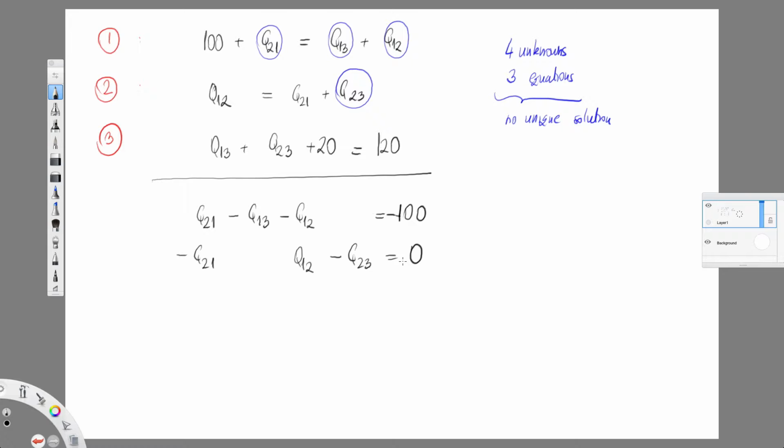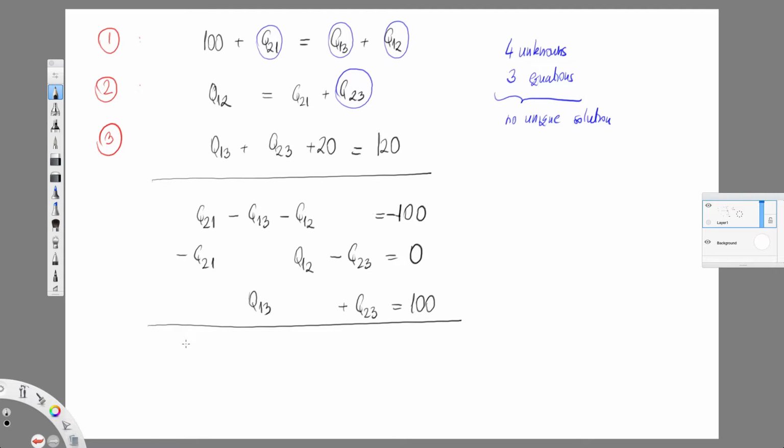And then I'm going to have the last one. Again, I'm trying to line them up. Q13 plus Q23 is equal to 100. Okay. So basically, this is what my x1 was. We can rename it x1, x2, x3, x4, right? So those are my 4 unknowns.